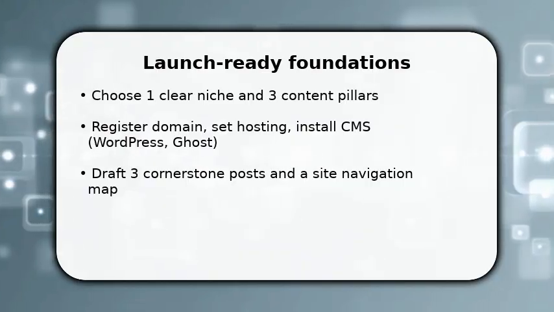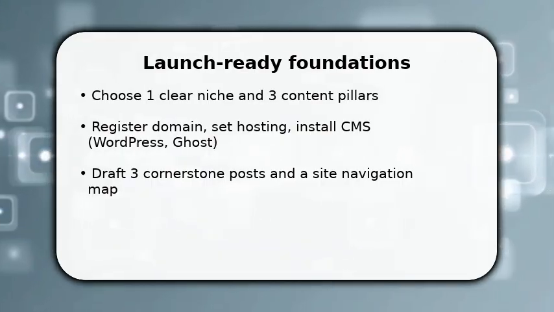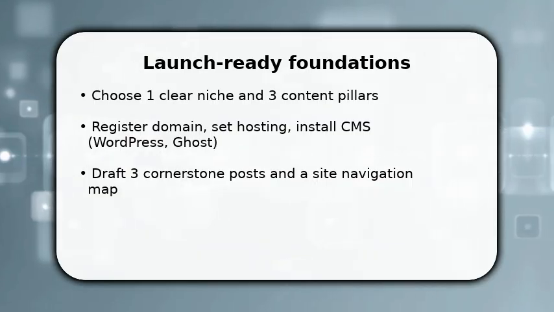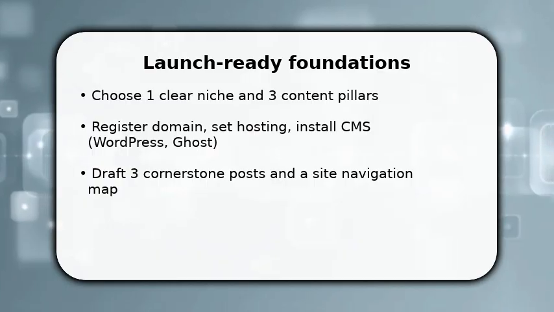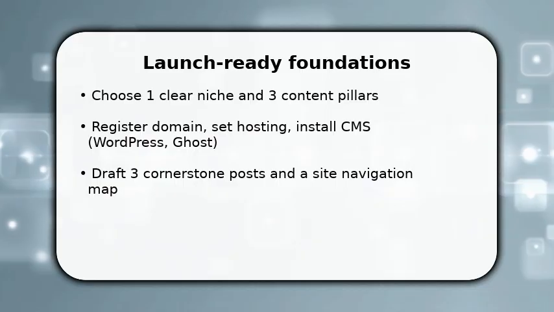You start by locking the essentials. Pick one focused niche and define 3 content pillars so you never chase every trend. Once done, register a short domain, set reliable hosting, and install a CMS like WordPress or Ghost. This is your production environment.